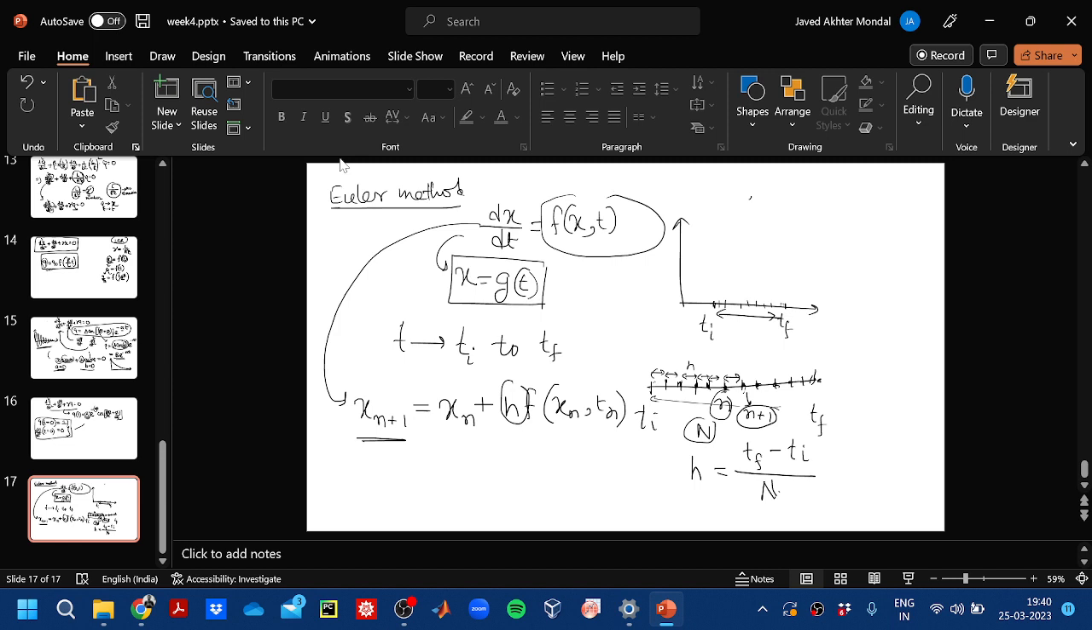So if there are n data points, then it will be n minus 1. So this is the difference between these two time data series. This is our h, and we are evaluating the function at xn, at the nth point. And what will be tn plus 1? This will be tn plus h. So basically h is the difference between 2 points, so that is why tn plus 1 will be equal to tn plus h. So this is the update rule.